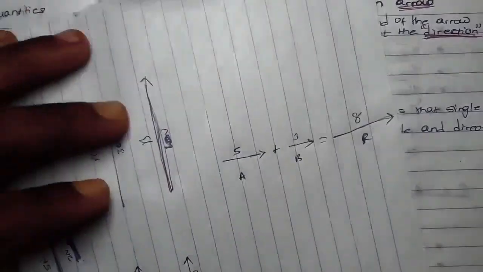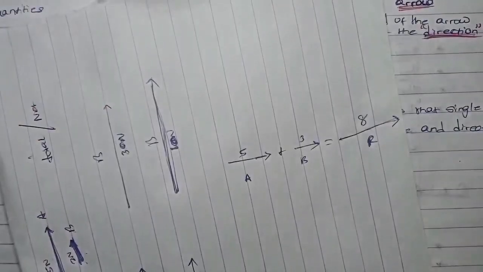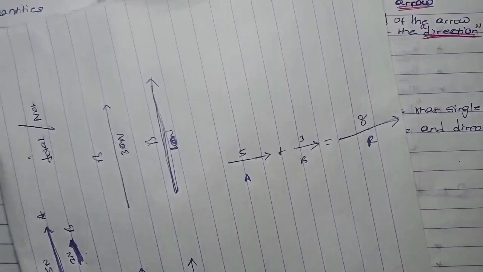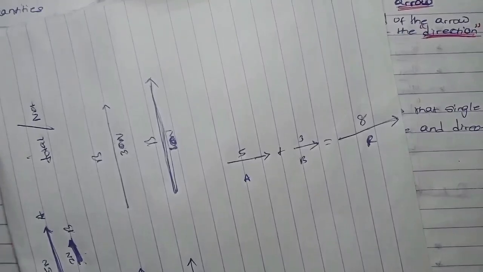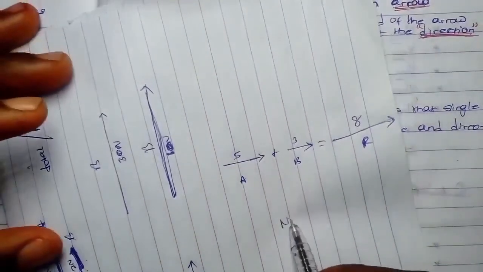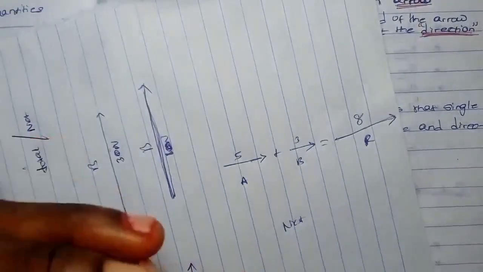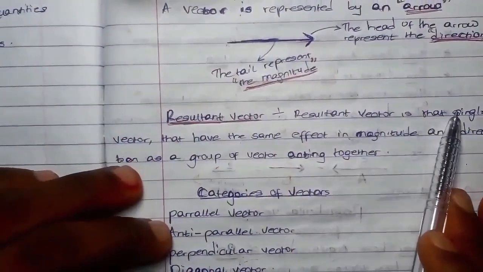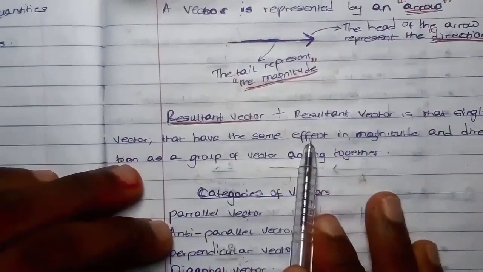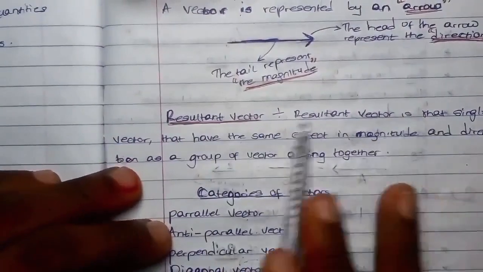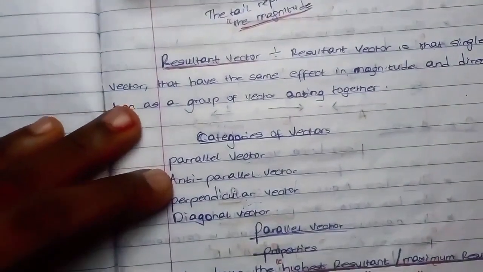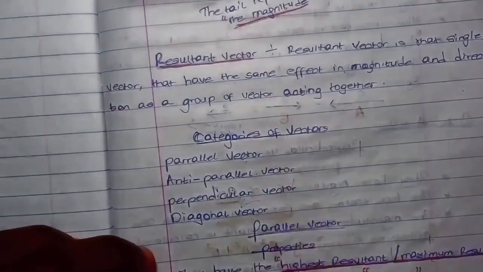When you combine two or more vectors together, the total vector is the resultant. So resultant vector simply means the total vector, or the net vector. Net also means total. So resultant vector is that single vector that has the same effect in magnitude and in direction as a group of vectors acting together.